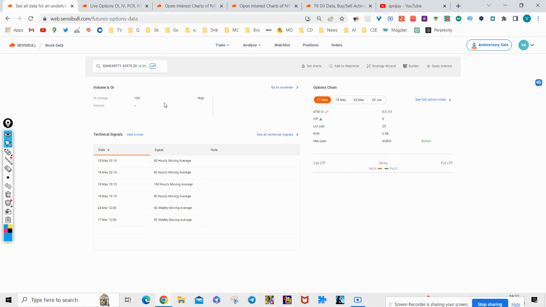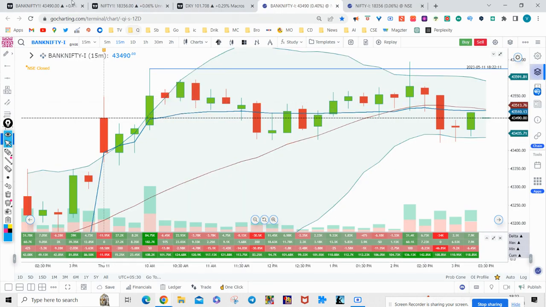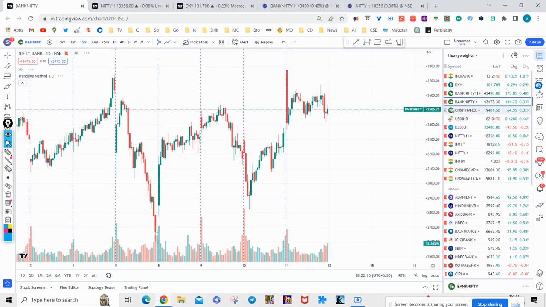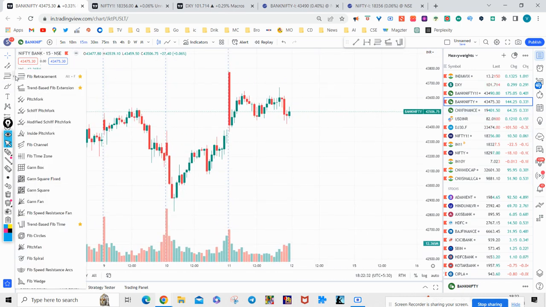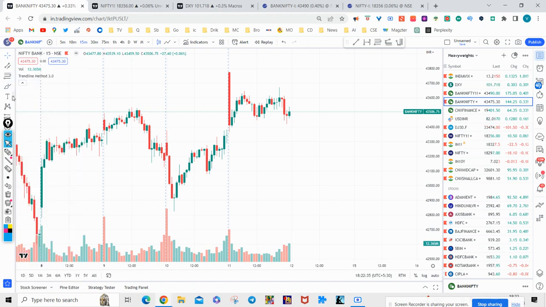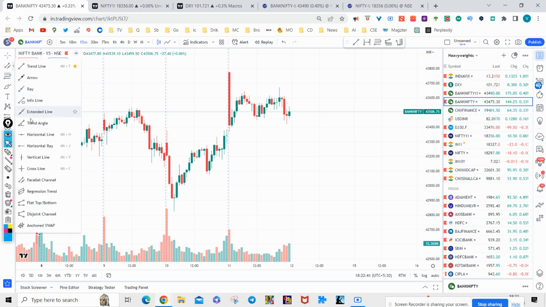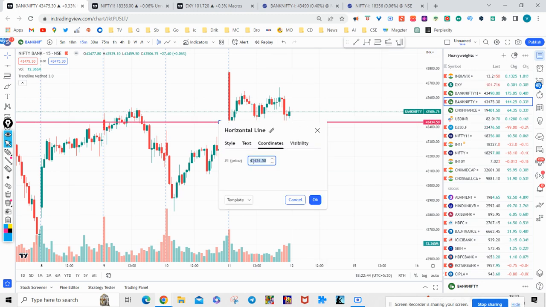So 43,500 is... what does this mean? It means that on the spot chart, not the futures chart, the closing can be roughly somewhere around 43,500. That's what it means. So you can see the closing is roughly around this level, plus or minus 20-30 points. That's it. So the point is, when you know that the max pain is around 43,500, let me just draw one horizontal line at that level. So just mark the coordinate 43,500 as the max pain.